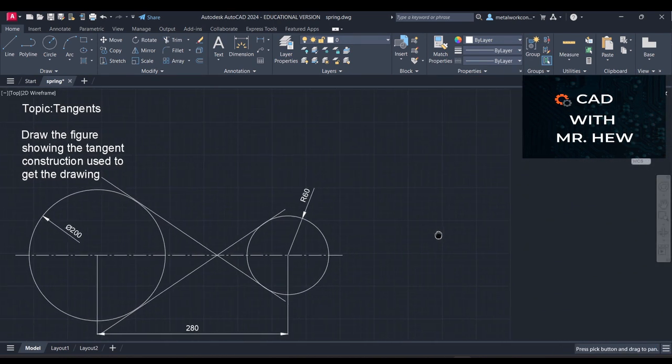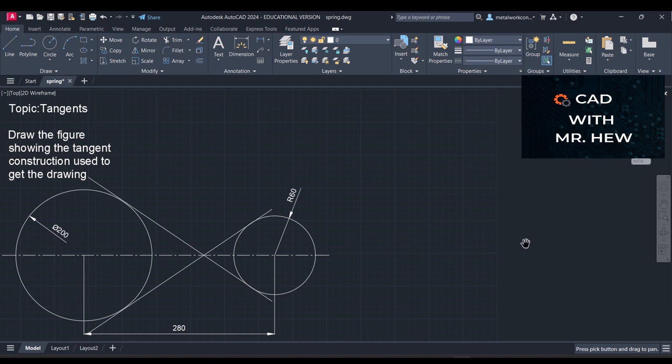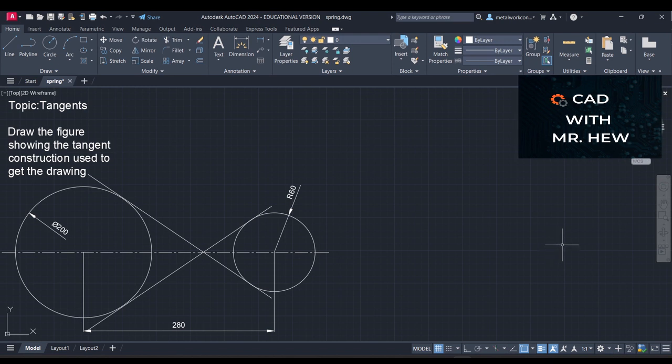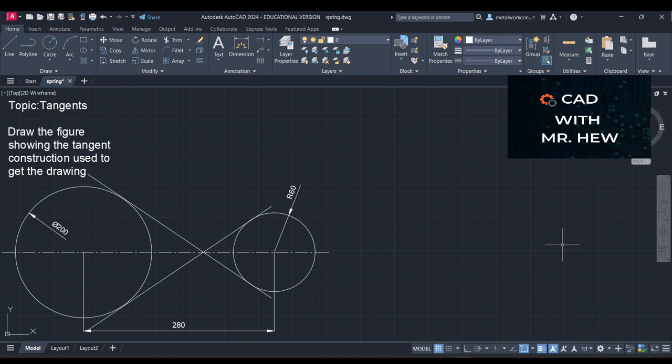Now, the question didn't state what type of tangent it is. Can you guess what type of tangent these two tangents are? Well, in the last video, we did tangents, right? And we did external tangent. So this one is an internal tangent, right? So what we're gonna do, we're gonna draw the two circles and show the geometrical construction that is required to get the two tangents. All right, so let us start.